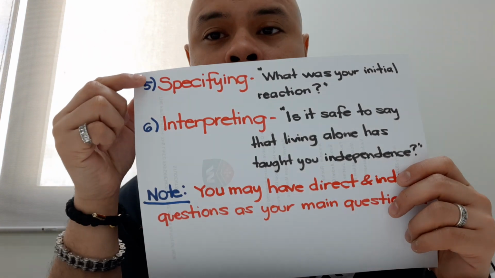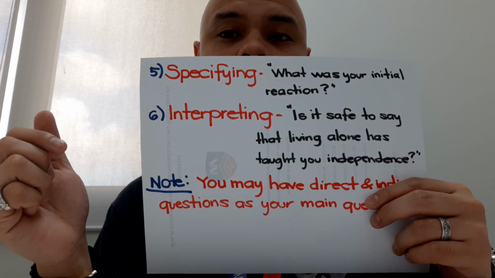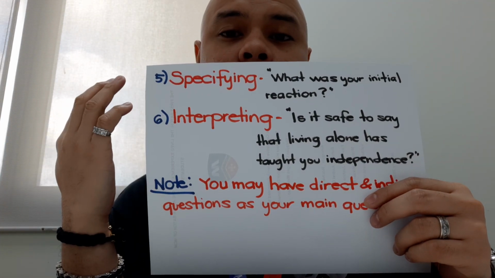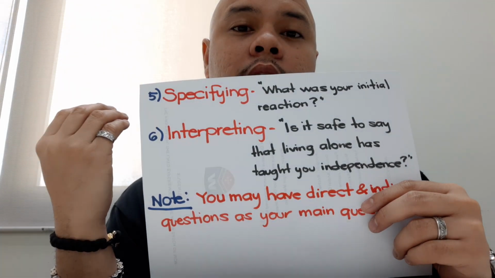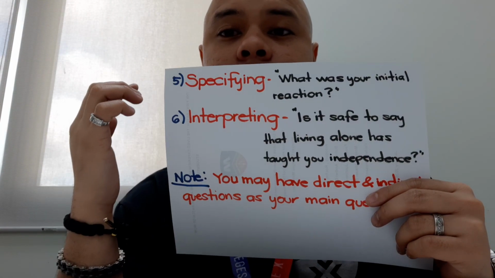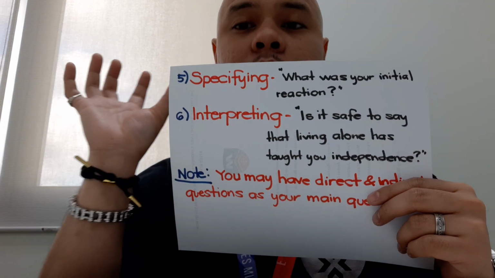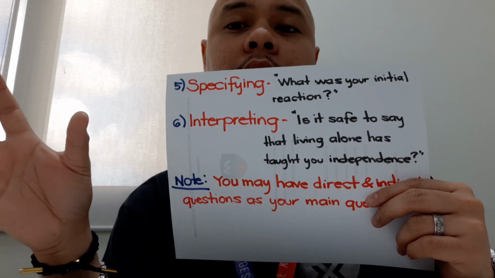Now, down to the last 2. The 5th example would be specifying questions. From the word itself, it asks your participants to specify their answers. What was your initial reaction? We are going for a specific reaction, a specific response.